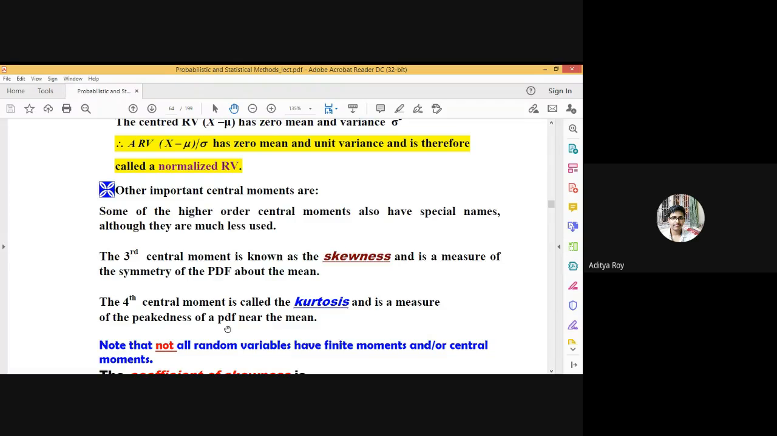Sir, for random variables where the third order central moment is zero, like you stated before for an even PDF, what can be the inference drawn from that about the symmetry? Third order central moment is zero. That I have to think and tell you.